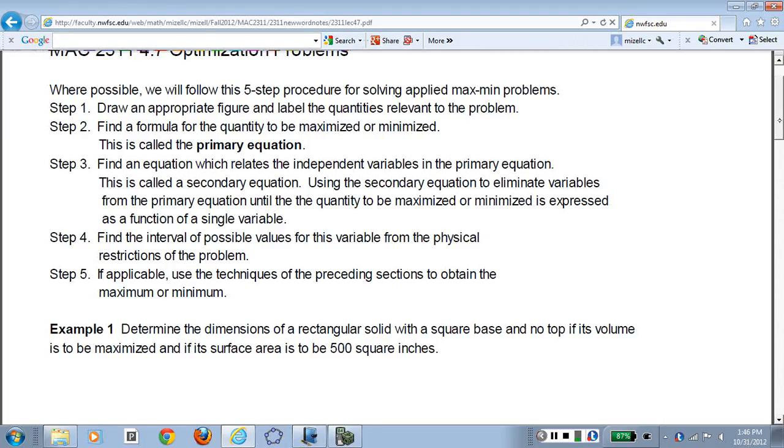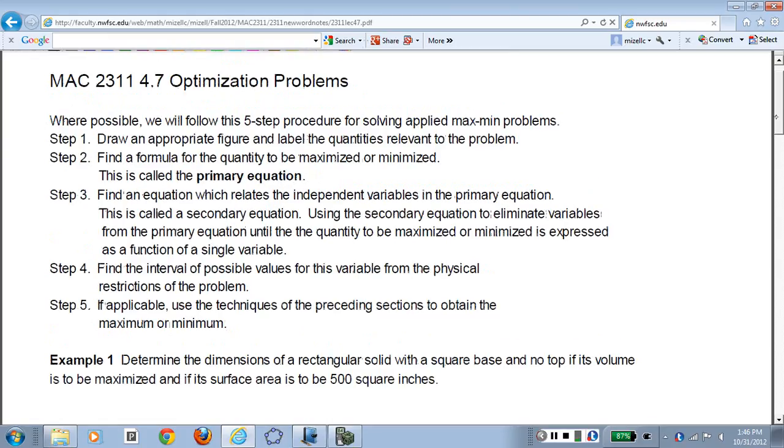Maximize the volume. So step 1, we would draw a picture. Step 2, figure out what the quantity is that's to be maximized or minimized, and express that quantity as a function of usually a couple of variables. In the problems that we'll look at, there'll be a couple of variables. And then we'll call that the primary equation.